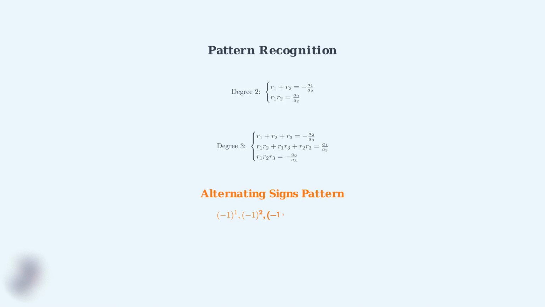Before we generalize, let's recall the patterns we discovered. For quadratic polynomials, we had two relationships. For cubic polynomials, we had three relationships. The pattern is becoming clear. Notice the alternating signs: positive, negative for degree 2, then negative, positive, negative for degree 3. This alternating pattern continues and is captured by the expression (-1)^k.